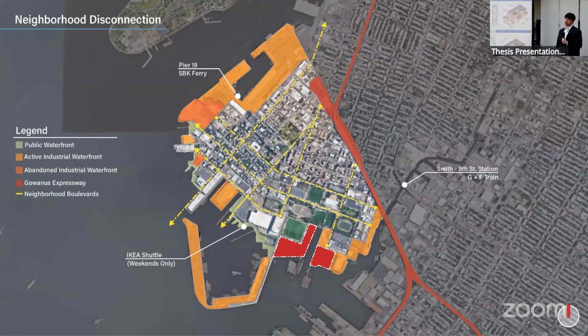So to talk a little bit about that disconnectivity with the neighborhood, the inaccessibility to the waterfront as well as the city can still be seen here. Dark orange represents the abandoned industry on the waterfront, and the light orange shows the active industry or lots on the waterfront, essentially buffering the neighborhood from reaching outwards and claiming the waters that would give it its more unique identity, its own personality in the wider city.